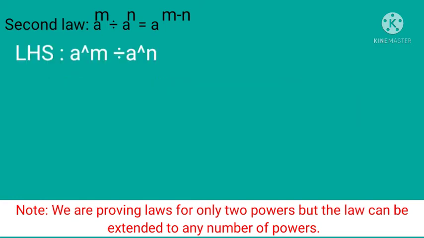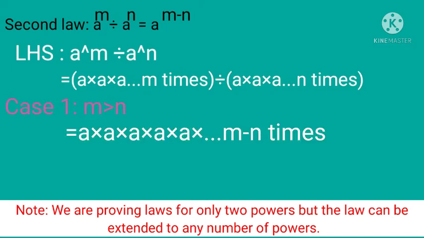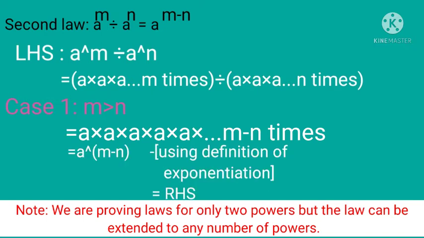Proof. In LHS, we have a to the power m divided by a to the power n, which can be written as a up to m times divided by a up to n times. Here we have three cases. Case 1, when m is greater than n, which means that the number of terms in the numerator is greater than the number of terms in the denominator. Numerator has m minus n more terms than the denominator. Hence we write it as a up to m minus n terms, which can be written as a to the power m minus n using the exponential rule, which is equal to RHS.